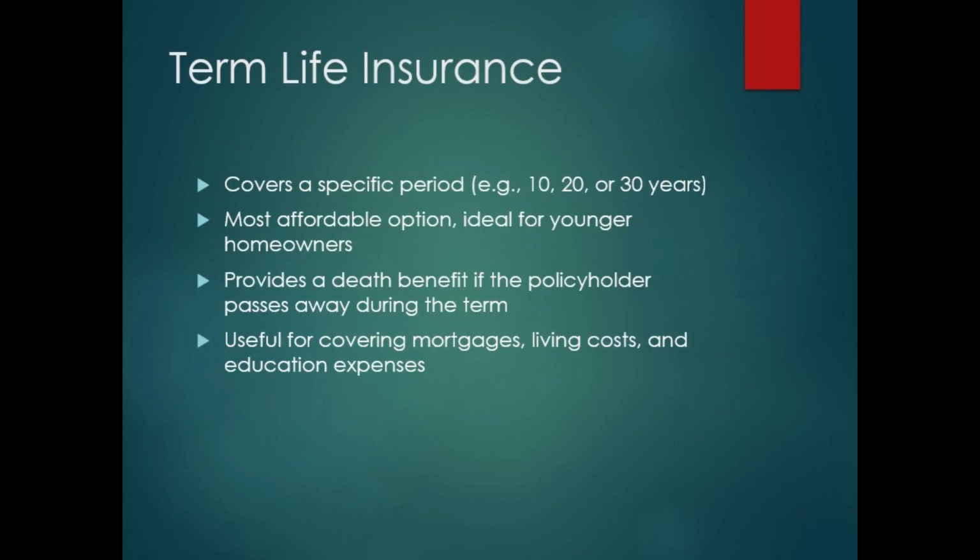Part 1: Term Life Insurance. Let's start with term life insurance. Term insurance covers you for a specific period, like 10, 20, or 30 years. It's often the most affordable because you're only covered for that set period, and it doesn't build cash value. Term insurance is ideal for younger homeowners or those just starting families. For example, if you're working to pay off a mortgage or raise kids, term insurance can protect them financially if anything happens to you during those critical years.